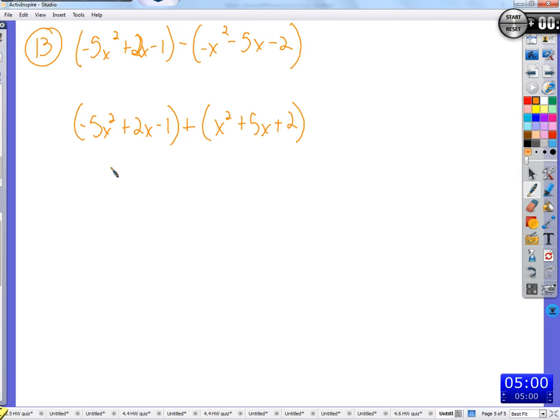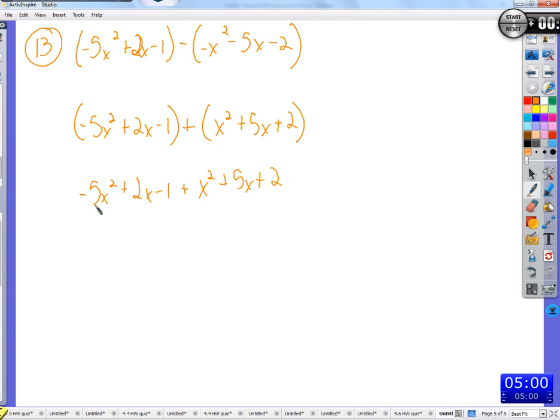We're going to do that now. We're just going to collect like terms. There's no reason to have parentheses really at this step because nothing's happening to the parentheses. There's no negative to distribute. There's no power to use. There's no number to distribute. There's nothing there. You can just get rid of those parentheses.